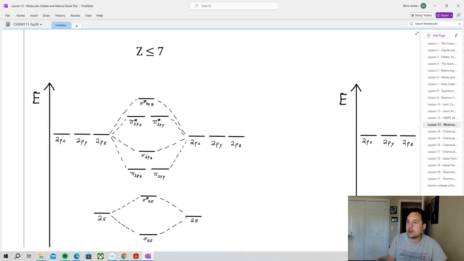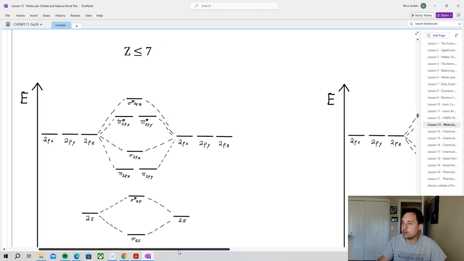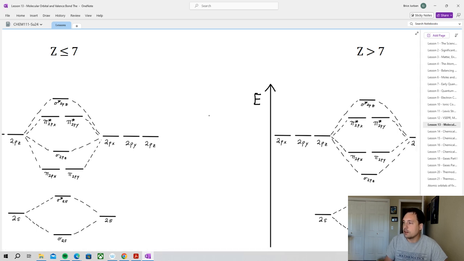And then after that, we combine the 2px, 2py, and 2pz from both of the atoms to give us 6 new molecular orbitals. And we see the doubly degenerate pi 2p molecular orbitals and pi star 2p molecular orbitals, and then the singly degenerate sigma 2pz and sigma star 2pz. And then the only difference for this diagram over here on the right is that the sigma 2pz drops in energy below these doubly degenerate orbitals.